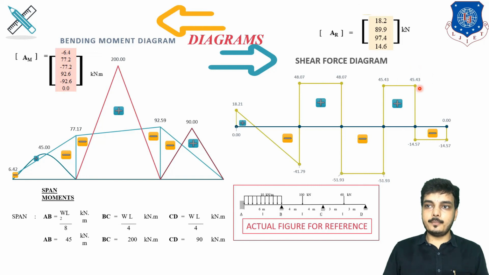Then after 45.43 we have to deduct this 60, we will be taking to minus 40.57, and then again 3 meter no load, and then there's a reaction 14.6 which brings it to 0, completing our shear force diagram. So this is how you can draw the shear force and bending moment diagram. So this is our entire sum completed with the help of the stiffness method of a 3-span beam.